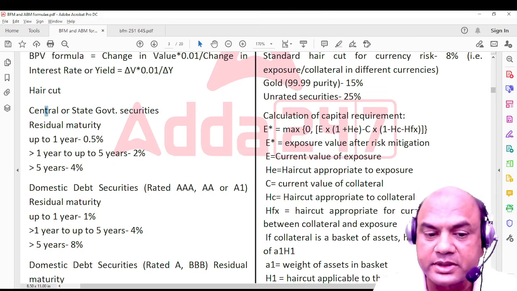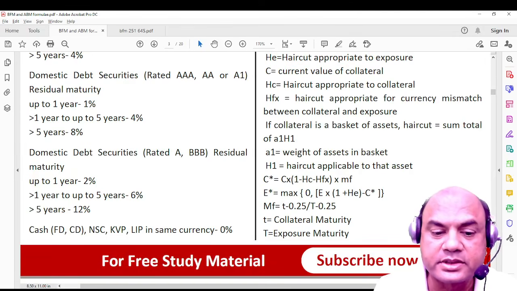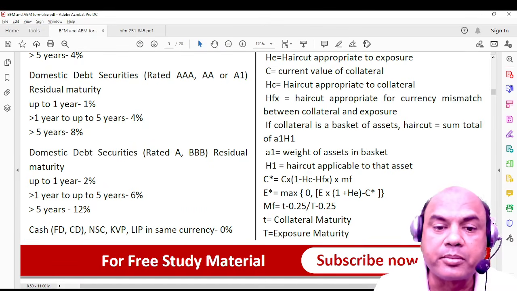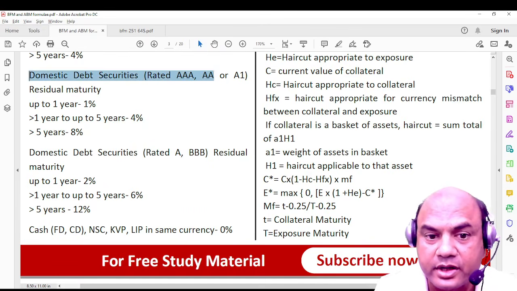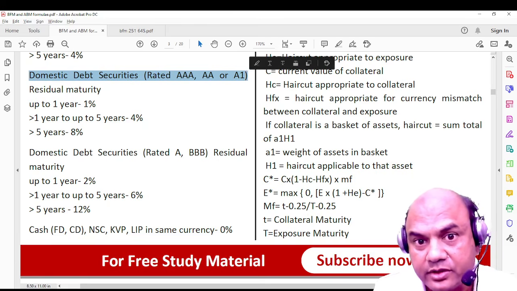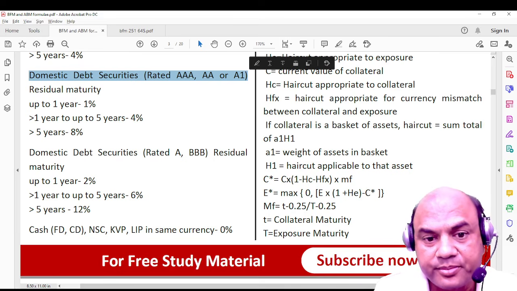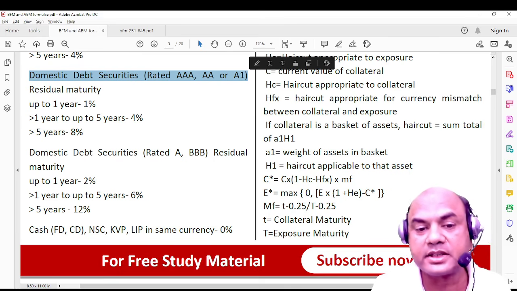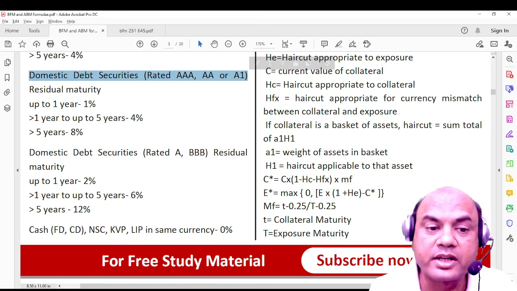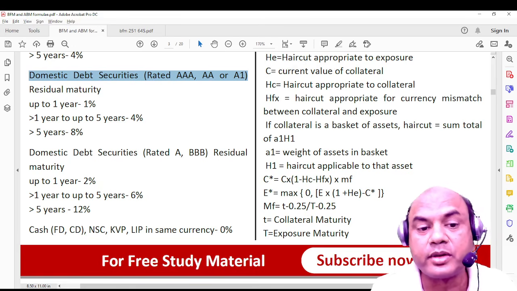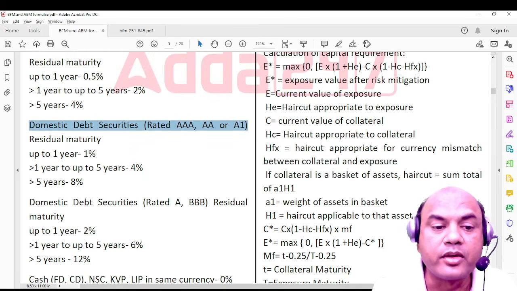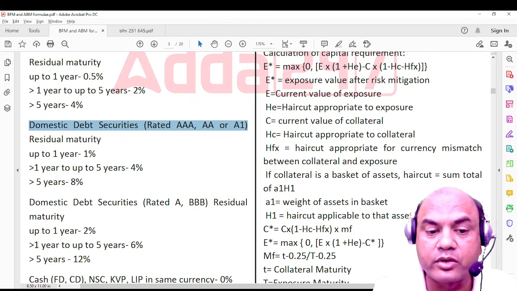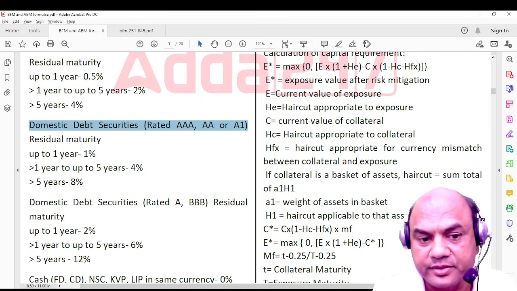Next, domestic debt securities rated AAA, AA and A1. Means if you have domestic debt securities, now these are not government securities. These are private debentures with the ratings AAA, AA and A1. Then if the residual maturity is up to 1 year, you have a 1% haircut. If your residual maturity is 1 year to 5 years, haircut is 4%. Greater than 5 years, it is 8%.